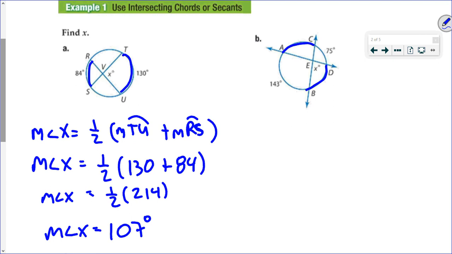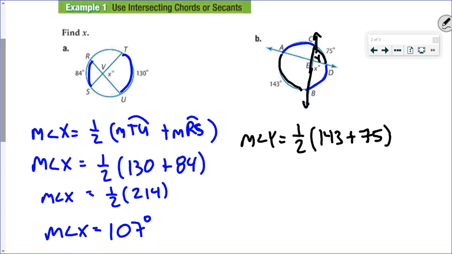So what I would go with, I would try to recognize that x, and let's call it y, are supplementary. They lie on the same line, and so those are supplementary angles. So those two angles are supplementary. They should add to 180. So if we could find y, which we should be able to because we have the intercepted arcs, right? We know that the measure of angle y is 1/2 the sum of those two arcs, which is 143 plus 75. So if we can find the measure of y, we can use that to find x.